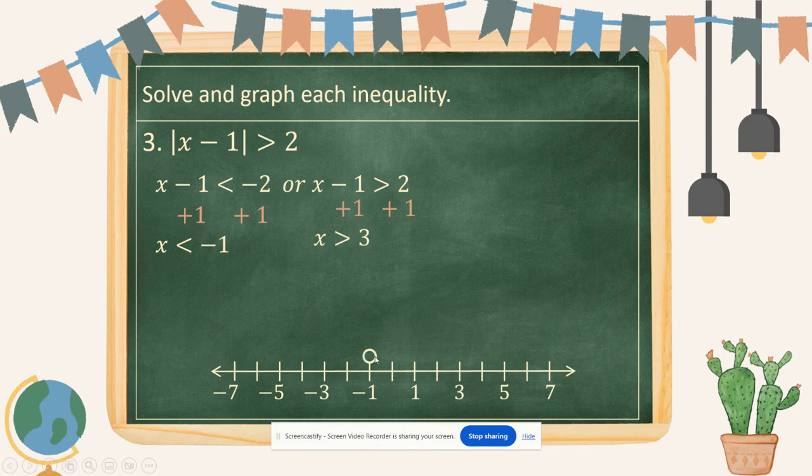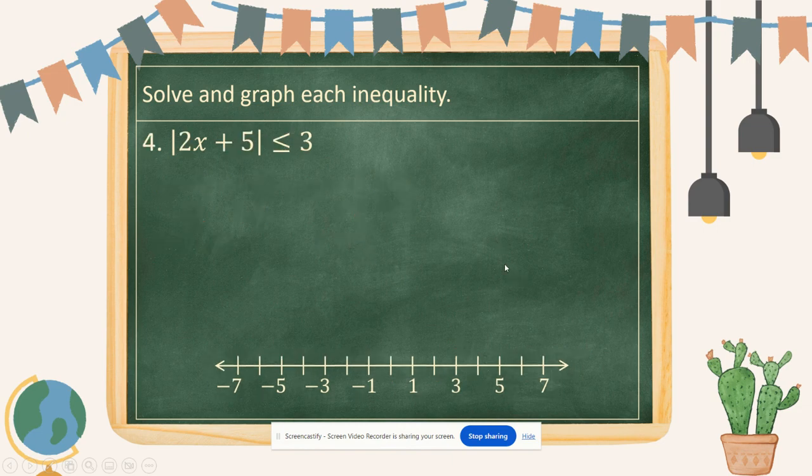So here's my first one, negative 1. It's going to be going left. And here's my second one, 3. It's going to be going to the right. Okay? So again, x minus 1, it's the absolute value, so it's greater than, so we know we're going to deal with an or type of inequality. So I can just set those up in 2 separate inequalities and solve them. This solving process is just one step. We should know how to do that.